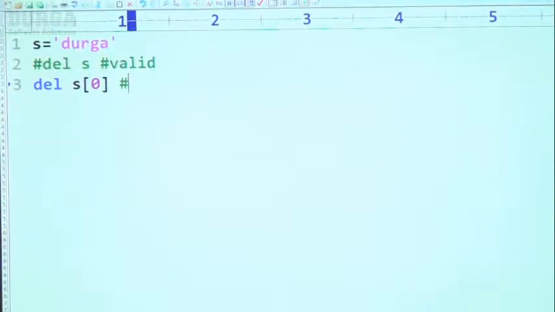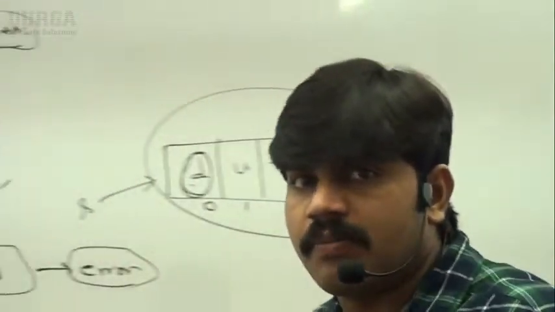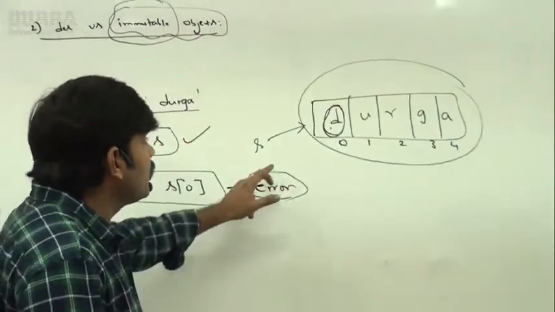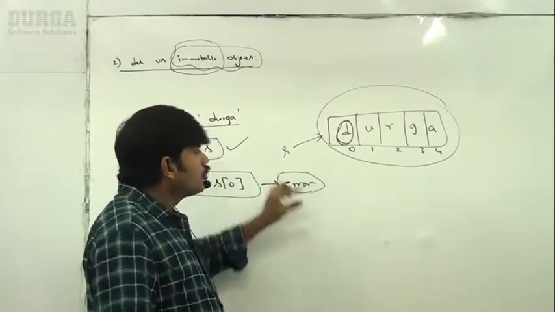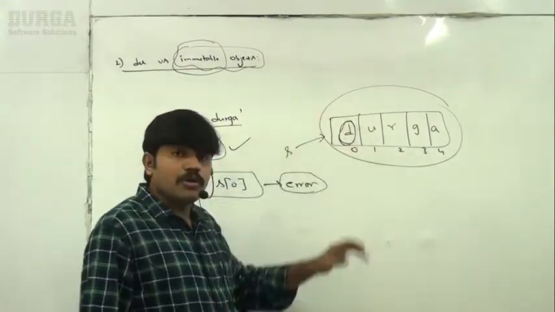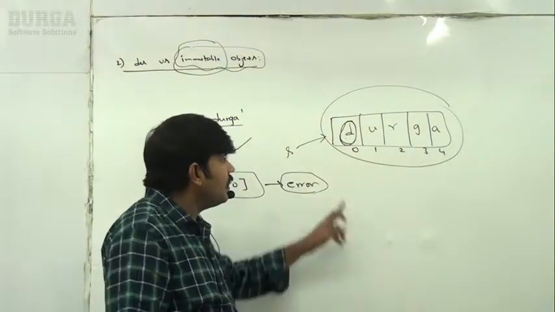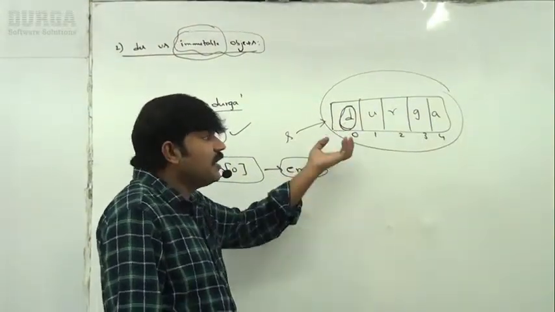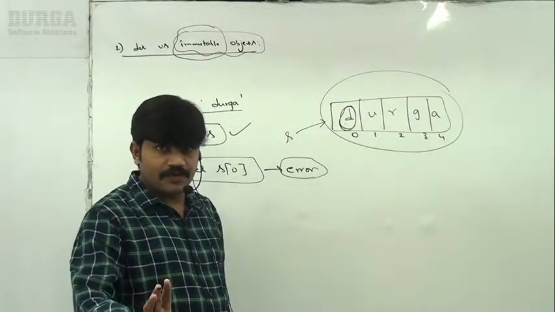Everyone in the position to understand, right? Del S of 0 means immutable. You can't delete this object. So the del keyword can be used to delete the reference variables pointing to an immutable object, but by using del we can't delete what? We can't delete elements present inside immutable objects. Clear for all of you, right?